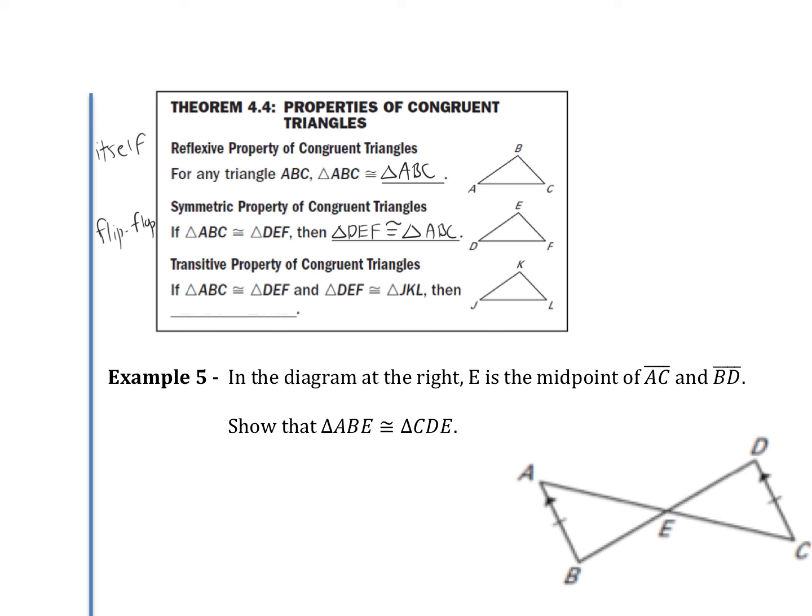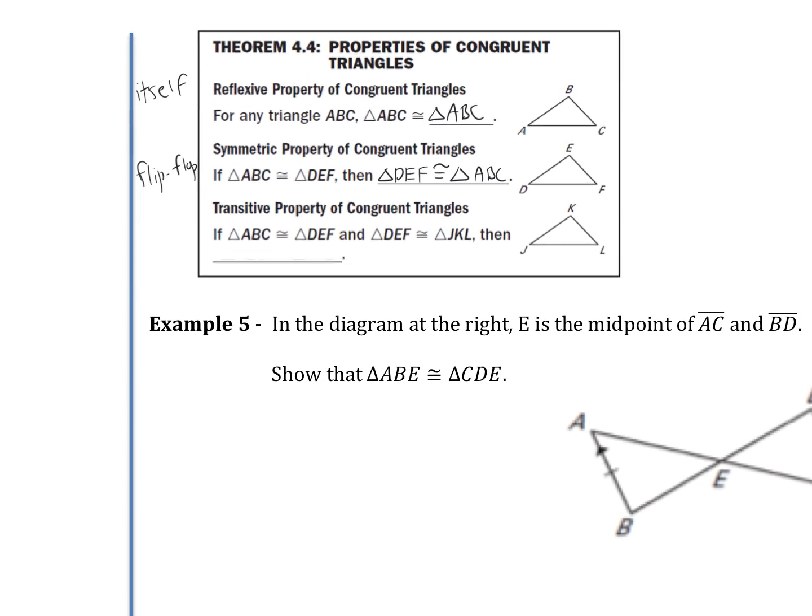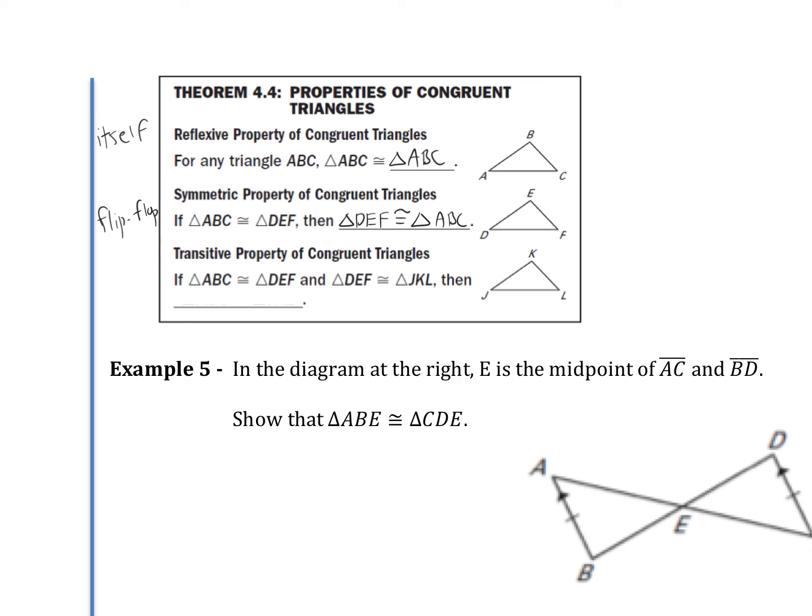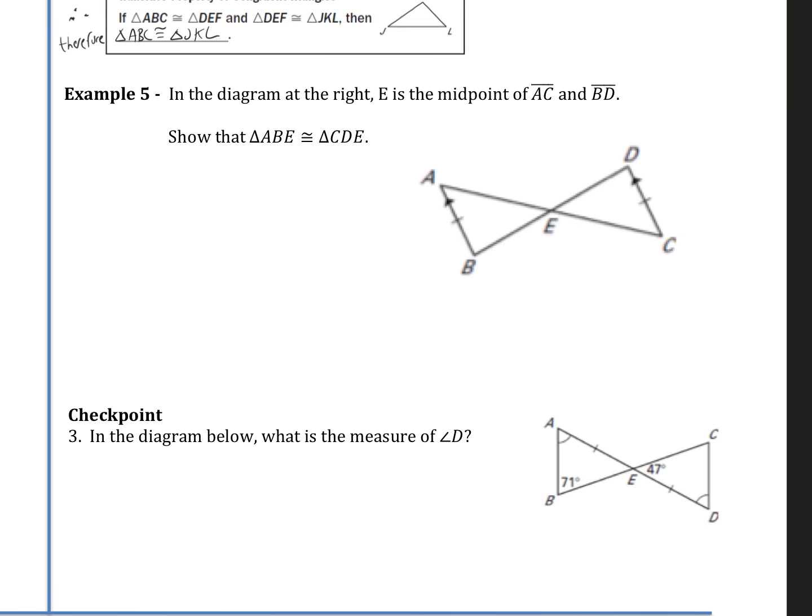Okay. Transitive property. Therefore, if ABC is congruent to DEF and DEF is congruent to JKL, then triangle ABC is what? That was really bad. Let me fix that. ABC is congruent to triangle JKL. All right, and that was the 3 dots, or therefore. Okay? All right.